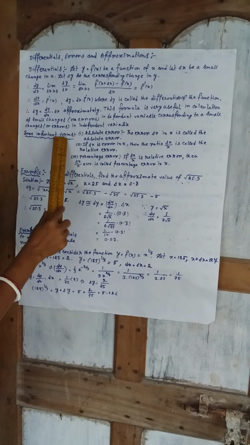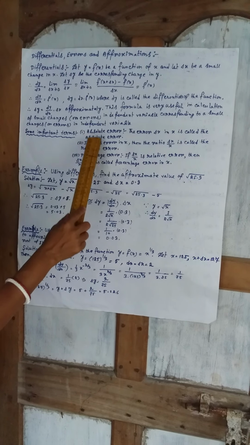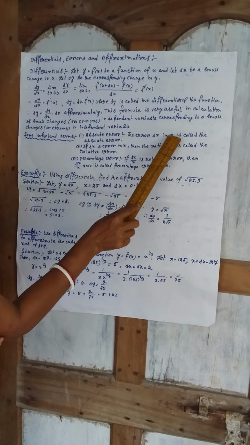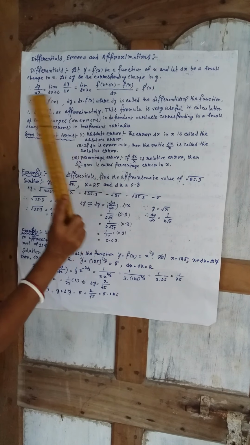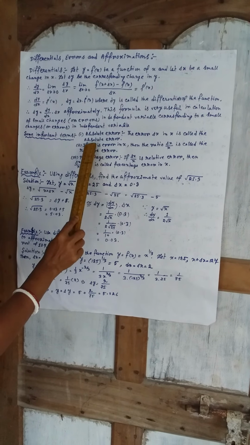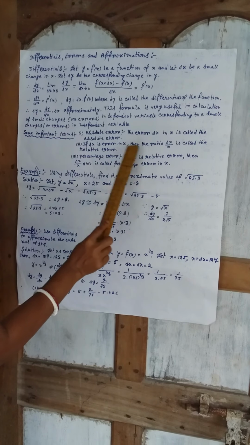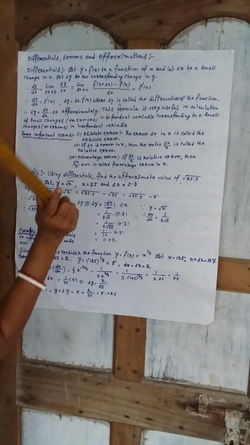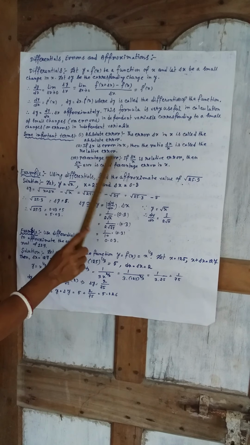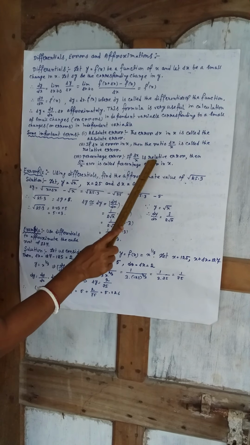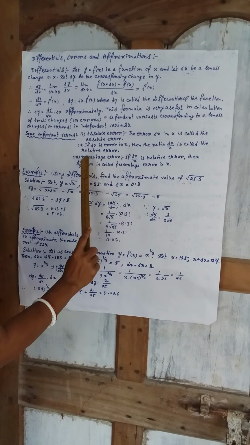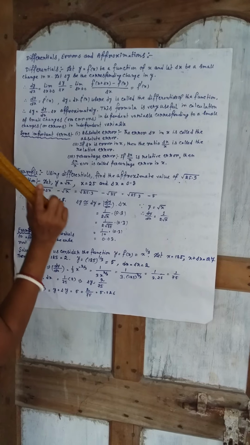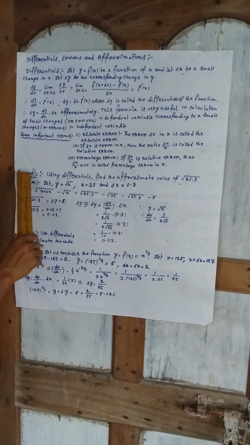Now some important terms. What are the important terms? First one is absolute error. The error del x in x is called the absolute error. Second, if del x is the error in x, then the ratio del x by x is called the relative error. Number 3, percentage error. If del x by x is the relative error, then del x by x into 100 is called the percentage error in x.